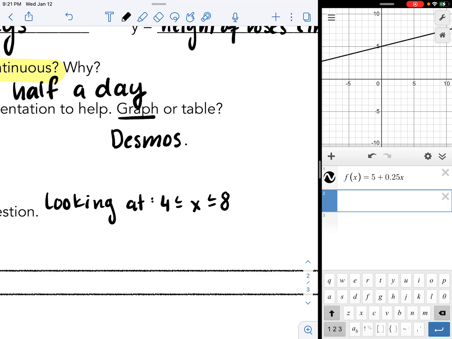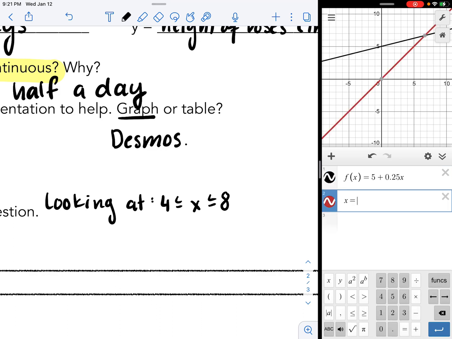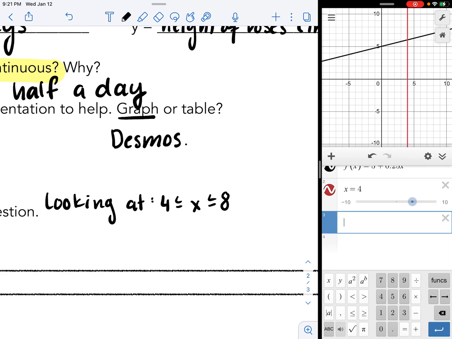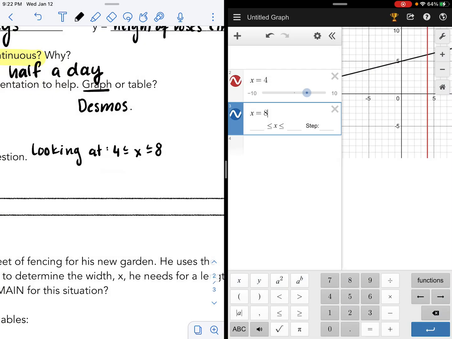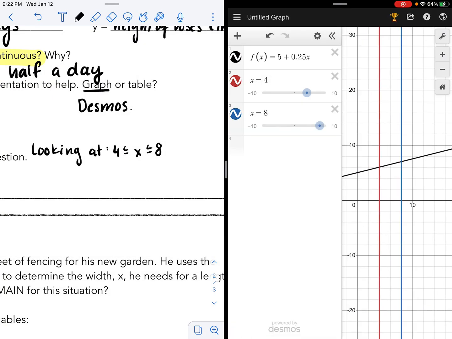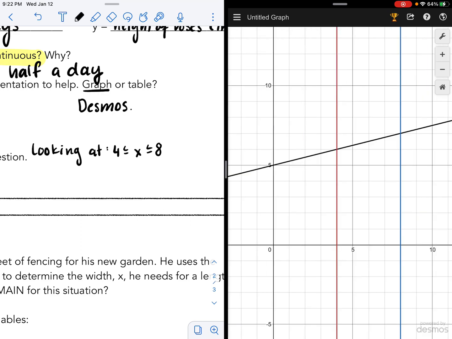So I'm going to go ahead and graph over here x equals 4, because I want to see where it's going to start at 4 days. And I'm going to graph x equals 8, because that is the last day that we want to look at. Let's go ahead and make this a little bit bigger so we can look at it. Okay.